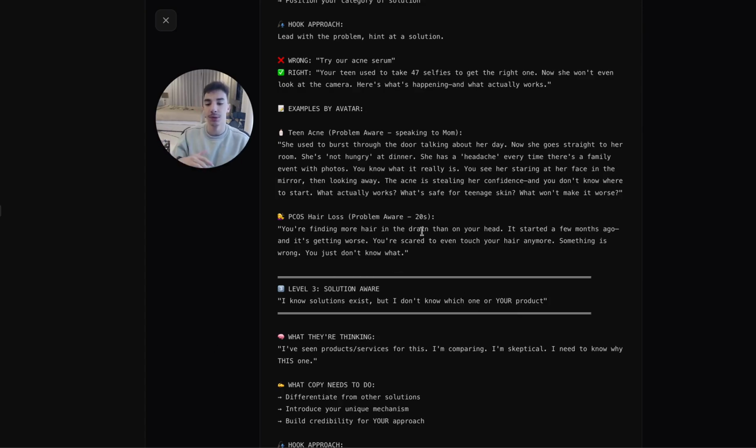PCOS hair loss problems, like girls in their 20s. You're finding more hair in the drain and on your head. It started a few months ago. It's getting worse. You're scared to even touch your hair anymore. Something is wrong, you just don't know what. So they recognize the problem, they just didn't recognize what's causing it, the root cause of the problem, which is PCOS. What is it? You just don't know.